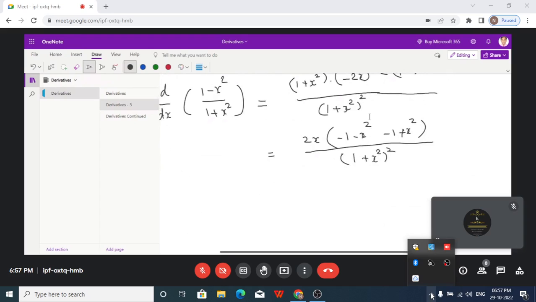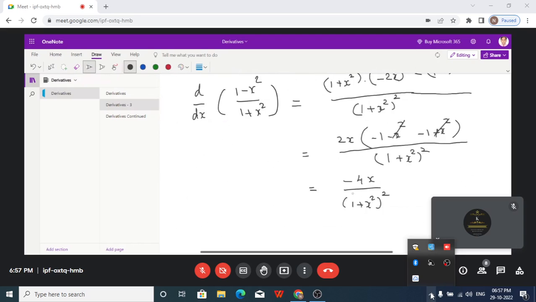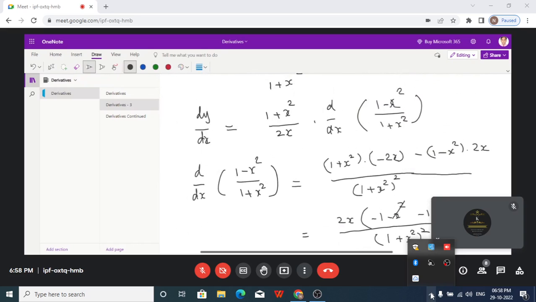You can see that minus x square plus x square, they get cancelled. So this is minus 2. Minus 2 into 2x is minus 4x. So this term becomes minus 4x by 1 plus x square whole square. So that is this term.